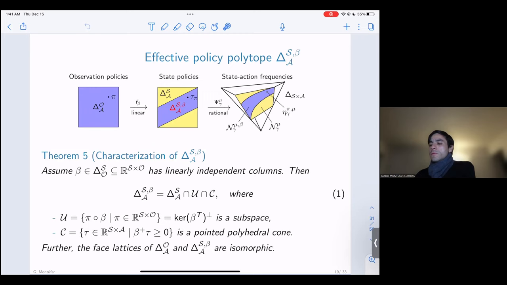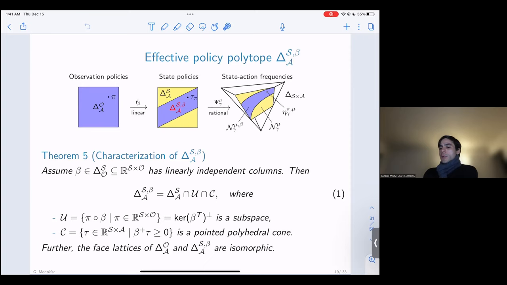In order to get there, we first need to describe this set of feasible state policies. And as I mentioned, this is not terribly hard in the sense that this is a linear image of a polytope. Nonetheless, characterizing images of polytopes under linear maps is not always possible. So even though we have algorithmic approaches to doing that, if we want to have a general answer or a formula, we need to impose some conditions on those linear maps. For example, that they are invertible.